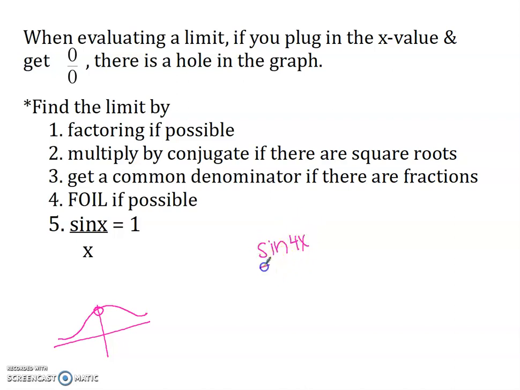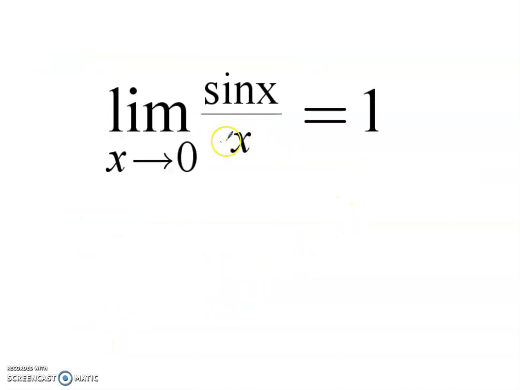So if you have a sine of 4x, it needs to be over 4x. When you're finding that limit, as x approaches 0 for these, it's always going to be 1. For the sine of x over x, your x value will always be approaching 0. If it was anything other than 0, like if it was pi over 3, then you would just plug it in. So this is only as x approaches 0 and only for sine of x over x.